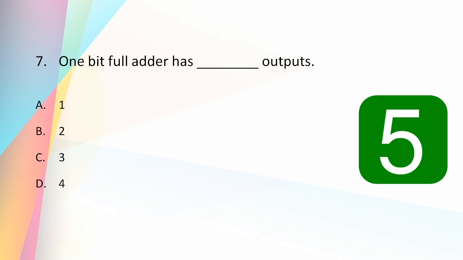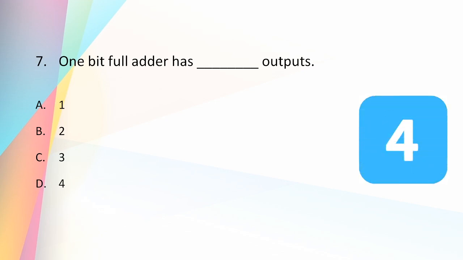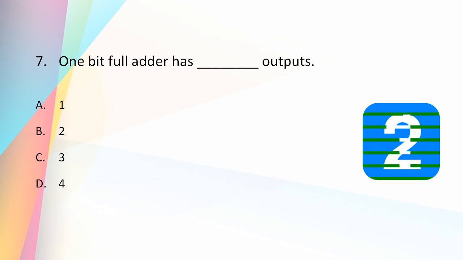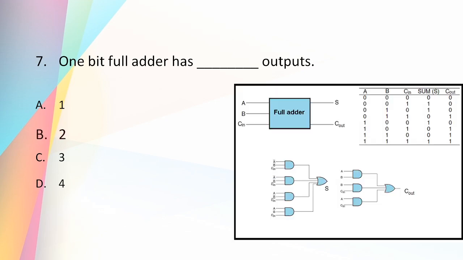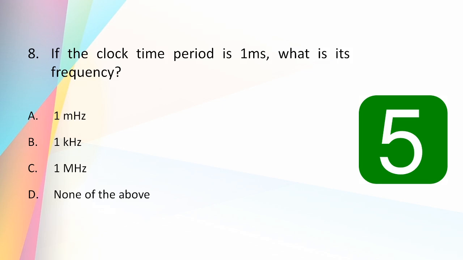1 bit full adder has dash outputs: 1, 2, 3, 4. And the answer is 2. Basically an adder has one sum output and one carry output. So totally there are 2 outputs.